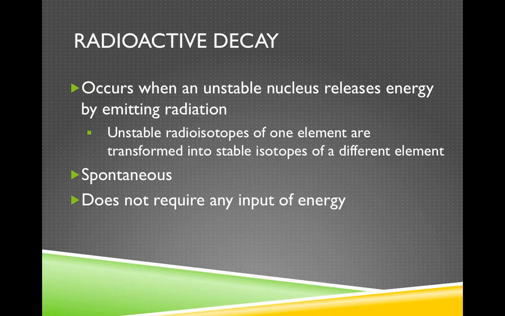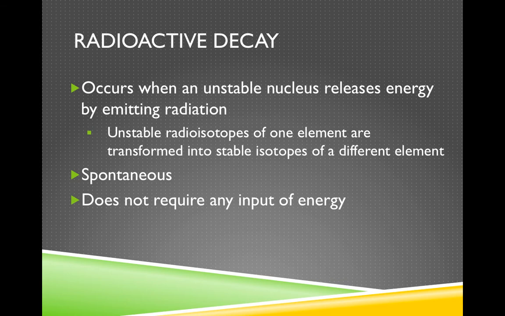When an element is unstable because of its ratio of protons to neutrons, we have something called radioactive decay. This occurs when an unstable nucleus releases energy by emitting radiation. Unstable radioisotopes of one element are transformed into stable isotopes of a different element.